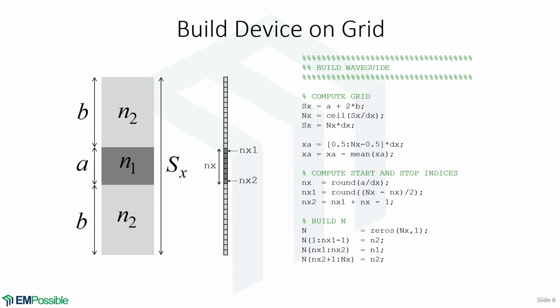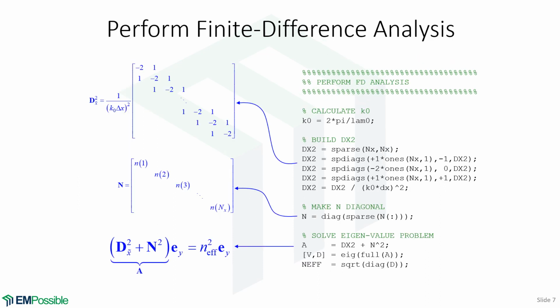An alternative way to do this would be instead of zeros here, say 1s, and then multiply it by n2 out here. So n2 times 1s, nx comma 1. That would flood fill this entire grid with n2s, and then I would only need this line of code to go ahead and fill in the core. I could do that just as well too. Okay, so at this point, we now have our grid and we've built our device on it. Now we're ready to perform our finite difference analysis.